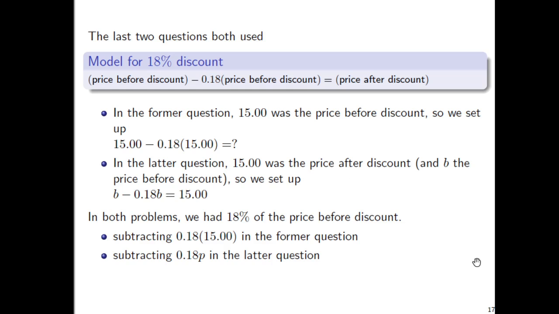So in both of these problems, you'll notice that there's a computation of 18% of the price before discount. Now, in the former question, that was subtracting 0.18 times 15.00, because 15 was the price before discount. In the latter question, we ended up subtracting 0.18 times b, because the variable was representing the price before discount.